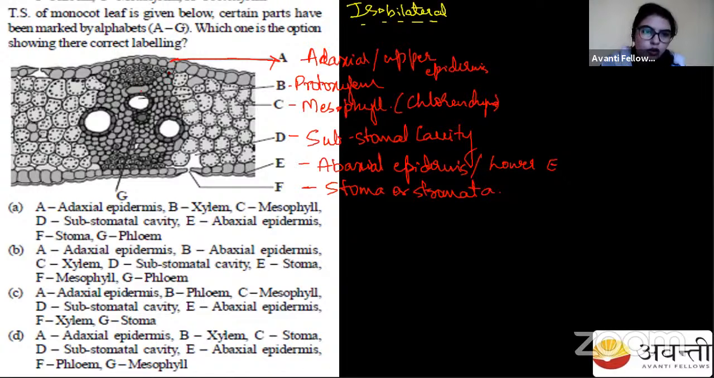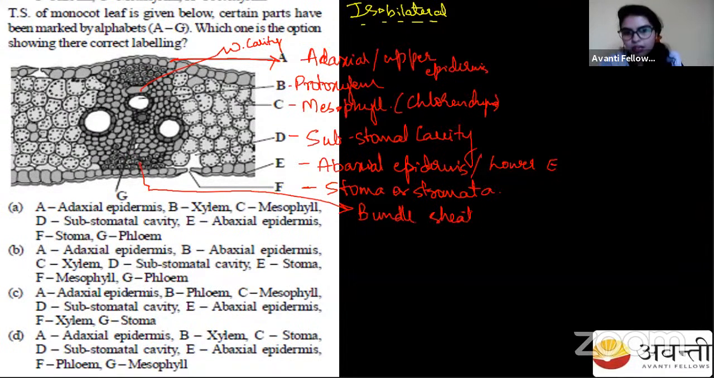So this is your water cavity. I told you, right? Just the inverted skull of the human. Monocot stem has a human skull, monocot leaf has an inverted human skull. Okay, so this is water cavity, and this one. So this is what? This is bundle sheath extension. Bundle sheath extension of sclerenchyma. Okay, that is made up of sclerenchyma.